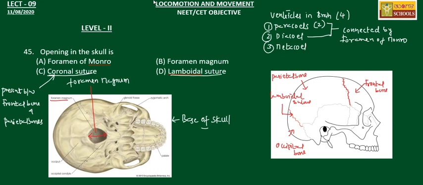So the lambdoidal suture is present between the parietal and occipital bone. Now the opening in the skull is the foramen magnum, through which the spinal cord runs into the vertebral column. So the answer for this question is foramen magnum.